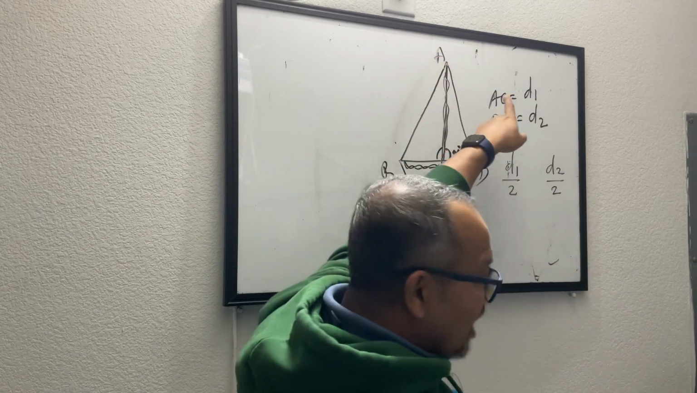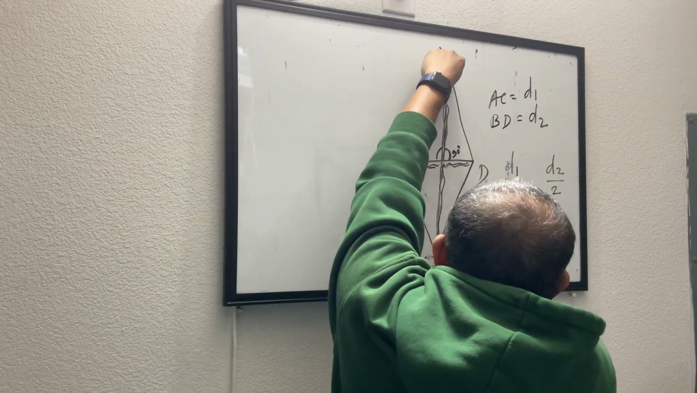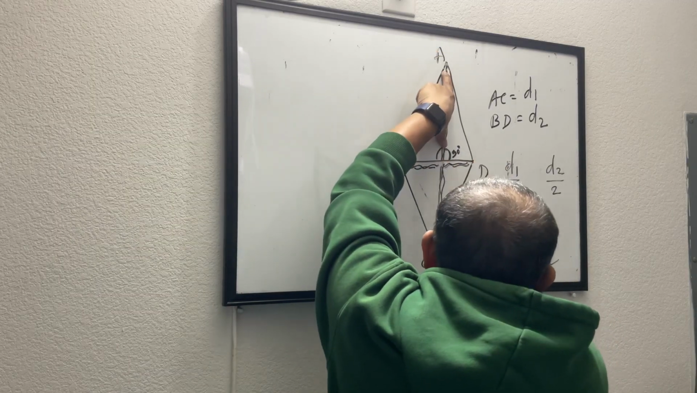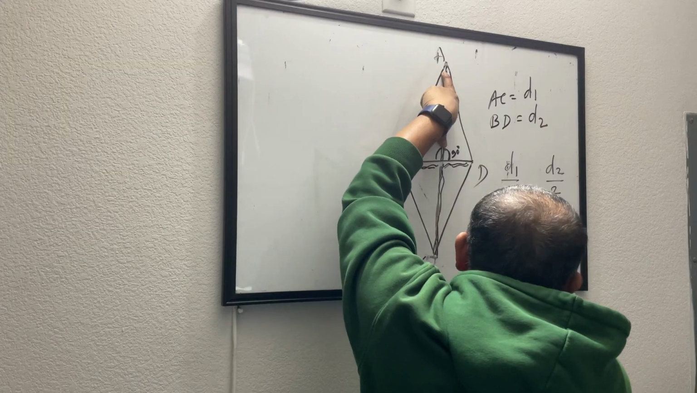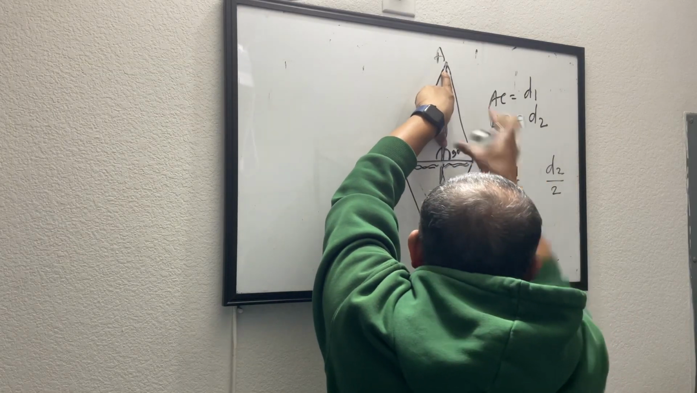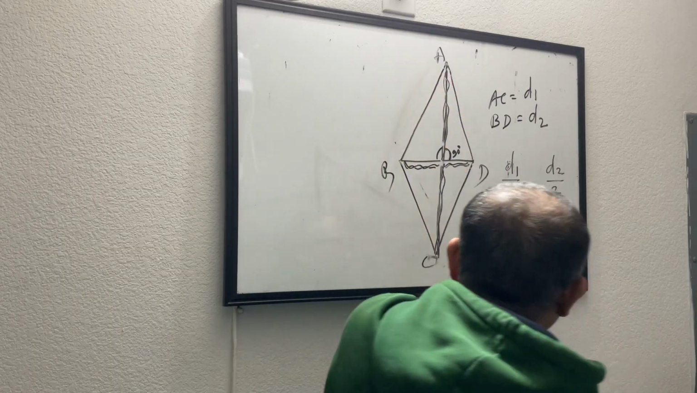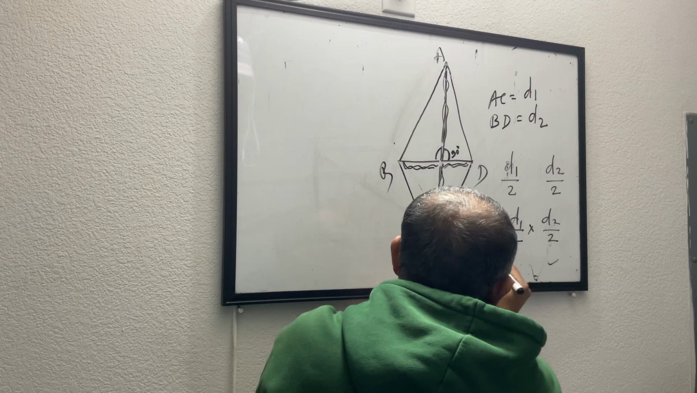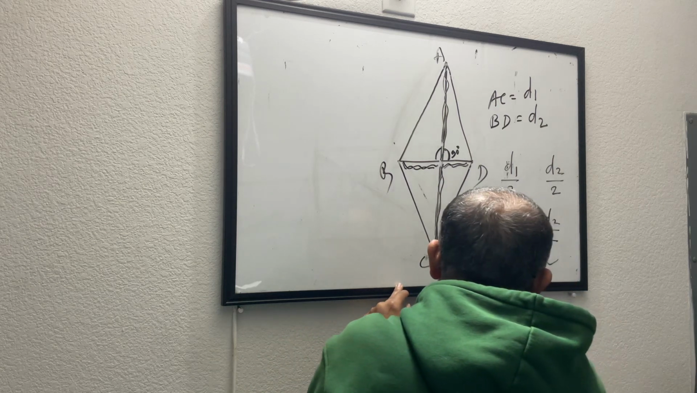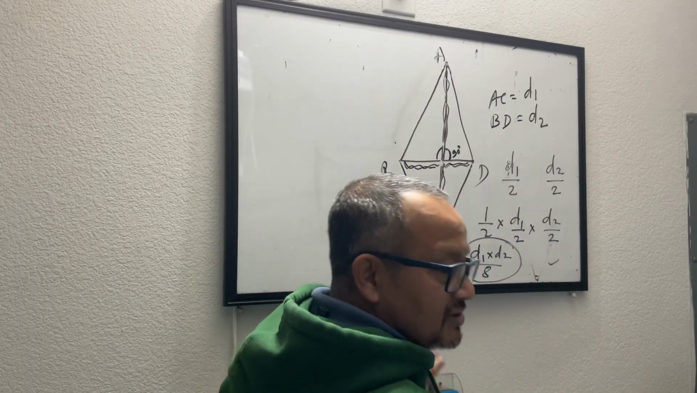Now, let's see what the area of this triangle is. Area of this triangle is half into base into height. Half into D1 by 2 into D2 by 2. So this becomes D1 into D2 by 2 into 2 into 2, which is 8. Now look at it. I know some of you are getting confused, and that's okay.